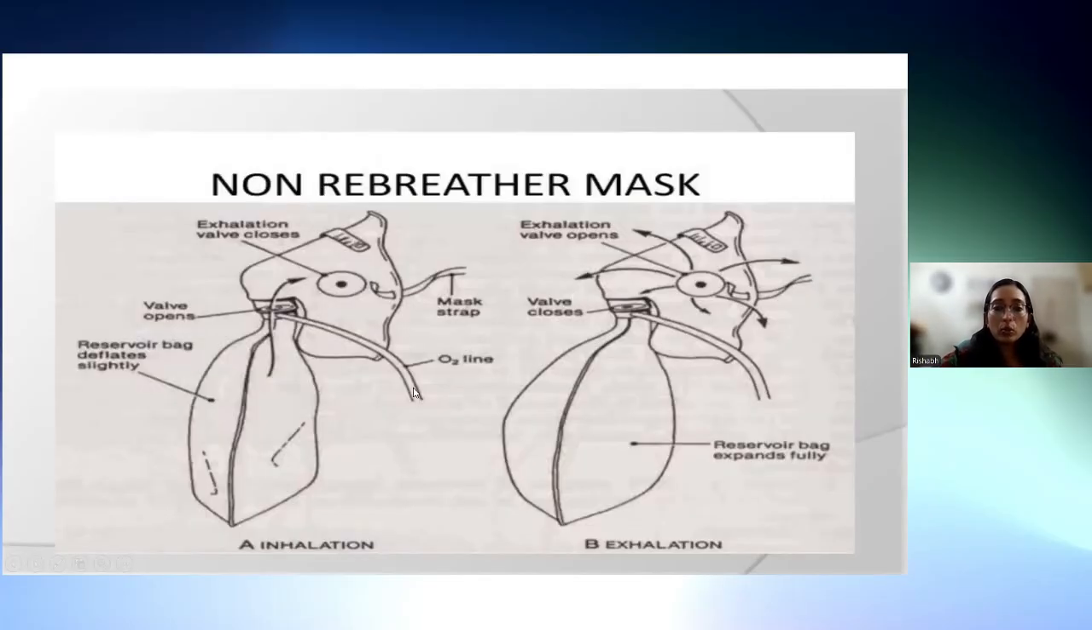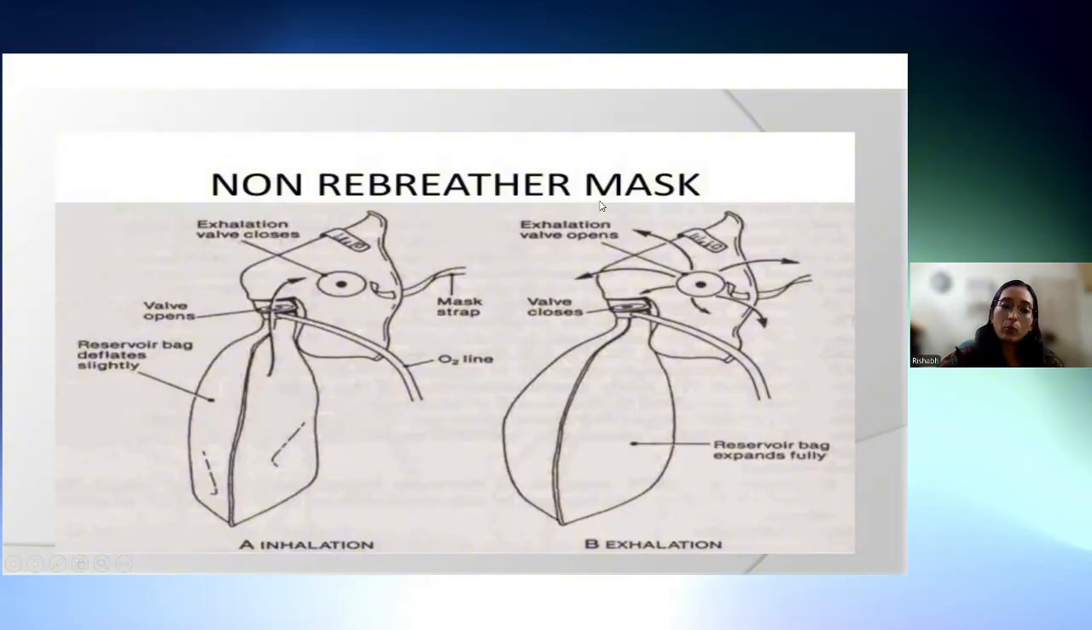Once the oxygen source is connected, the oxygen which is entering will enter the reservoir bag, fill the bag, and this is what the patient actually breathes. When the patient exhales, because of the one-way valve, the carbon dioxide cannot actually enter the reservoir bag. It has to be exhaled outside.